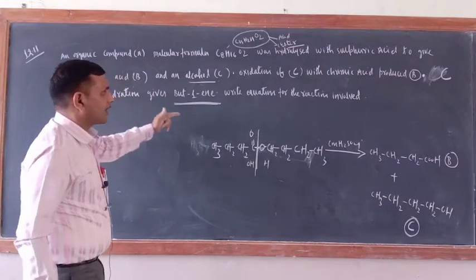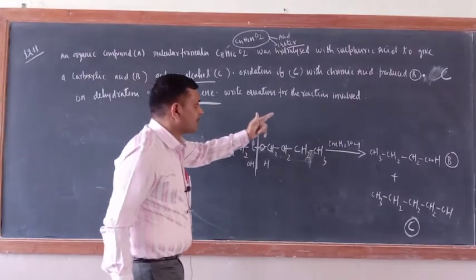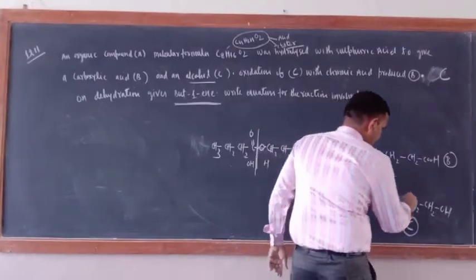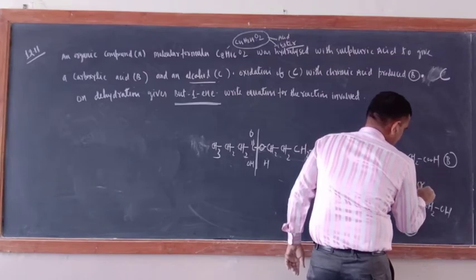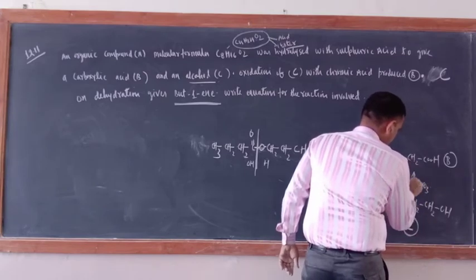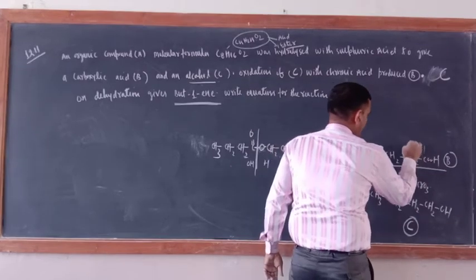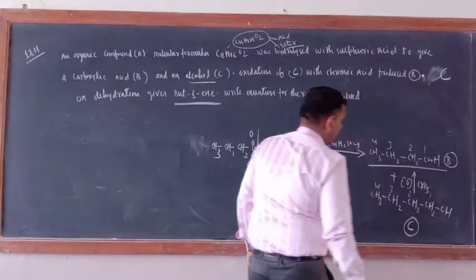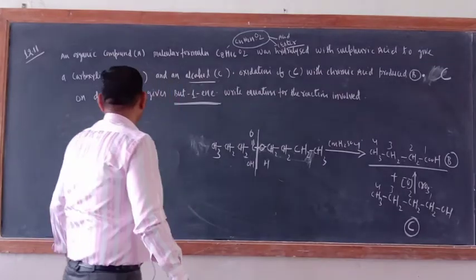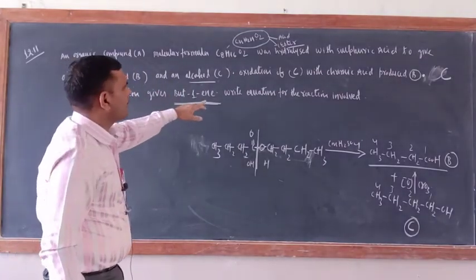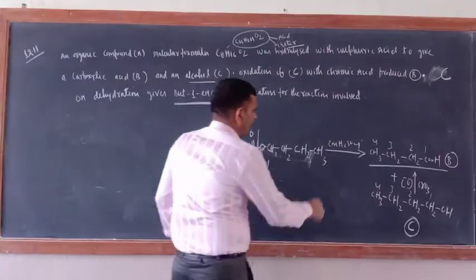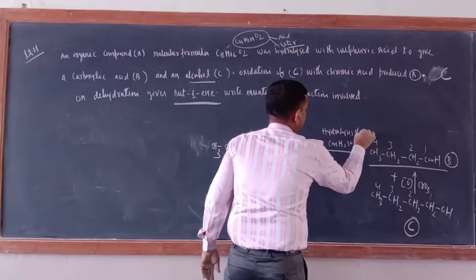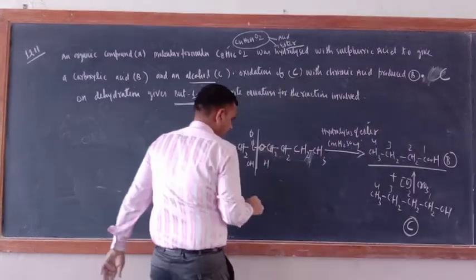Now what are they telling? Oxidation of C with chromic acid produces B. Here only I am writing. Just see, chromic acid, CrO3, oxidation. So it is producing butanoic acid, 1 2 3 4 butanoic acid. This is 1 2 3 4 butyl alcohol or butan-1-ol. Now on dehydration it gives but-1-ene. So this is hydrolysis of ester.